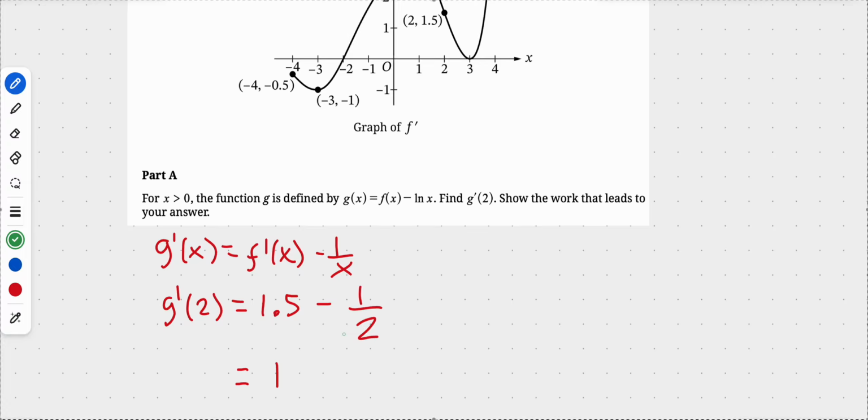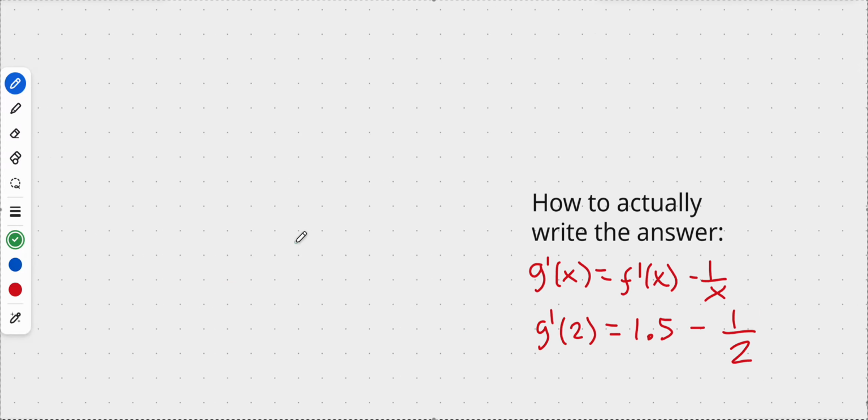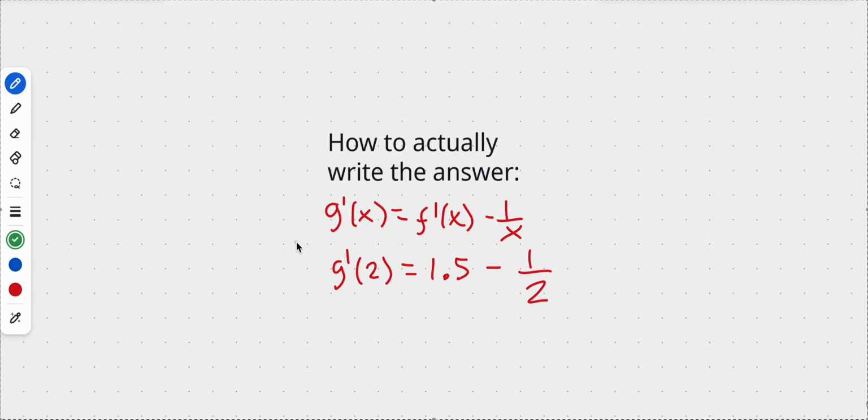Except remember that you do not have to simplify your answers. So you could just write your answer like that, and that is exactly how I would write my answer.